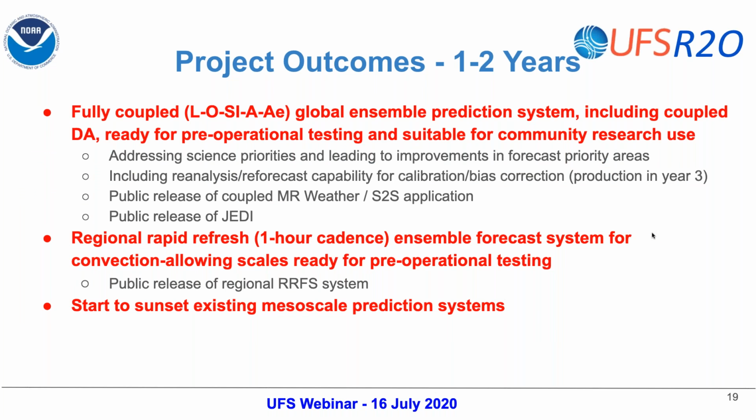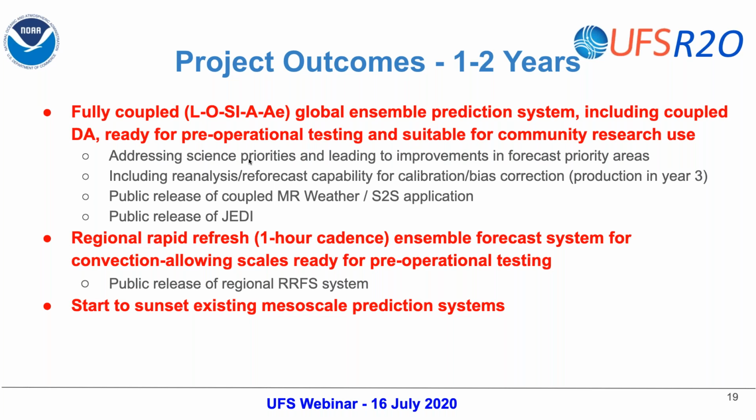So here are the outcomes we're anticipating, or we're hoping for in the first 2 years of this project. One is a fully coupled global ensemble prediction system with active components for the land surface, for the ocean, for the sea ice, for the atmosphere, and for the aerosols, including coupled data assimilation. And all of this will be ready for pre-operational testing and suitable for community research use.